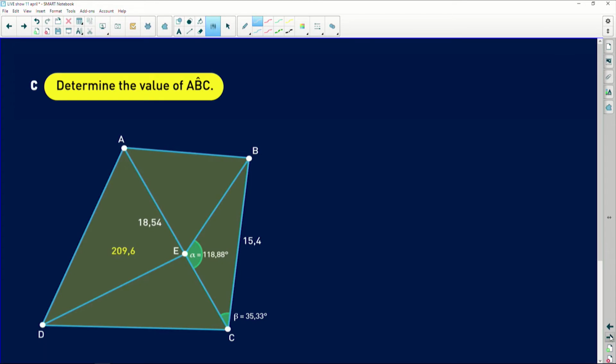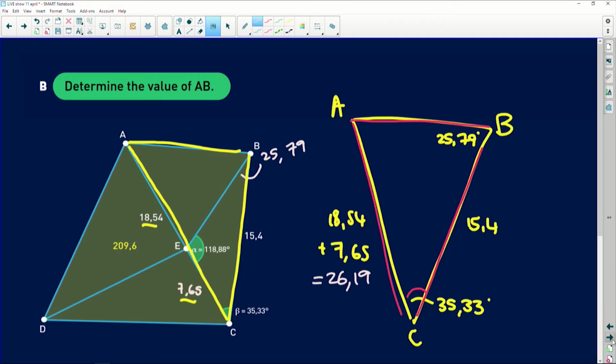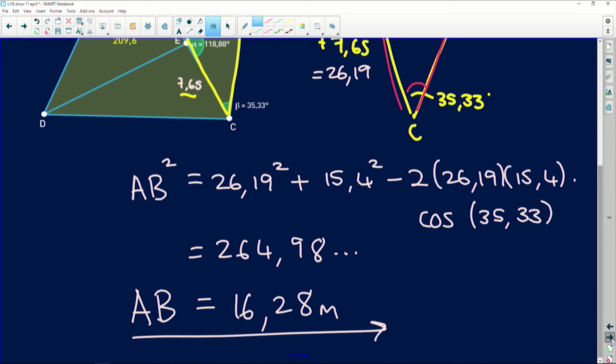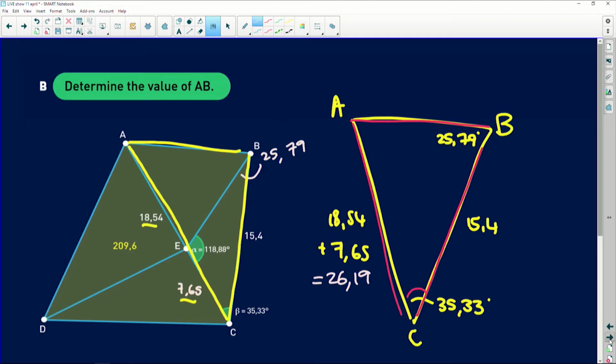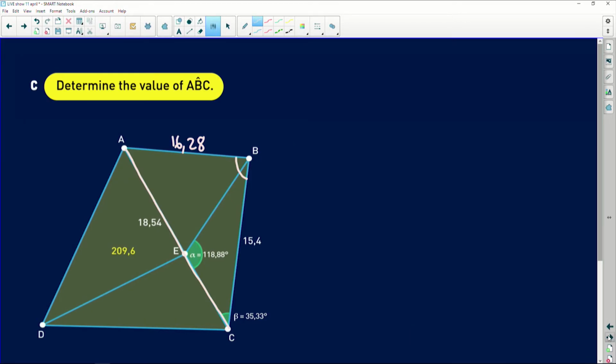Lastly, it says determine the value of ABC. Okay, so we just found AB, which was 16,28, so we can fill that in there. Now we're trying to find this whole angle here. Well, remember we worked out the length of this side. Let me double check it. It's 26,19. So this whole side here, I'm going to cross that out so it's not confusing. It's 26,19 meters, that whole side there.